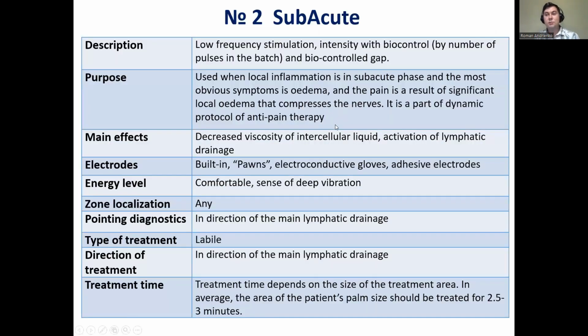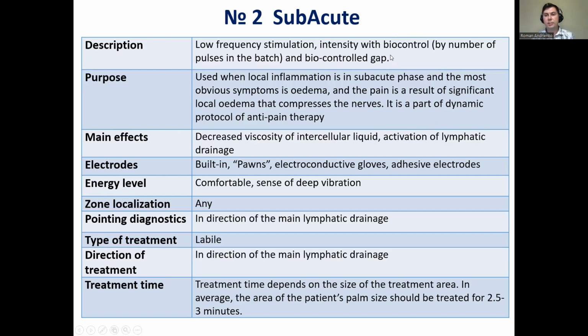All right, let's move to preset number 2, subacute. This is our step 2 after the danger is over, and we now have to deal with the consequences. So after trauma, we use the fast aid, we reduce the pain, we see the doctor. Now we have to deal with the consequences of this event. And this is when we use the subacute. It is a low frequency stimulation, intensity with biocontrol. So the intensity is regulated automatically by the device.